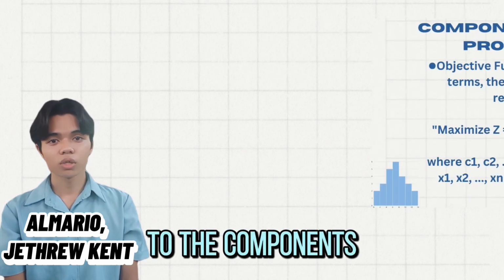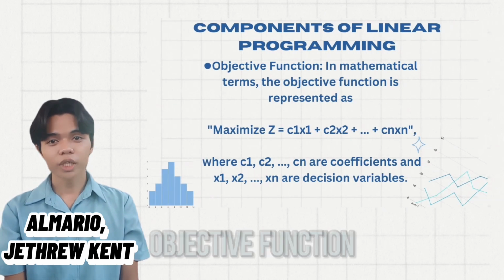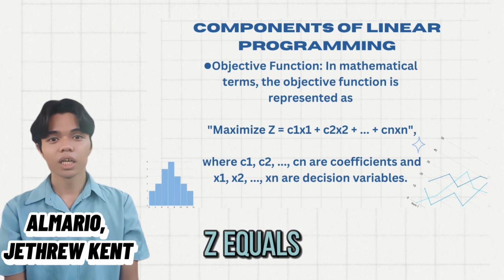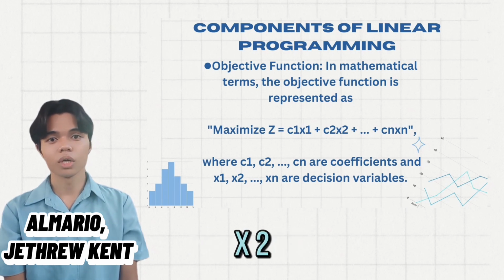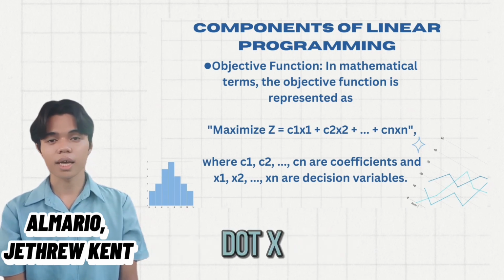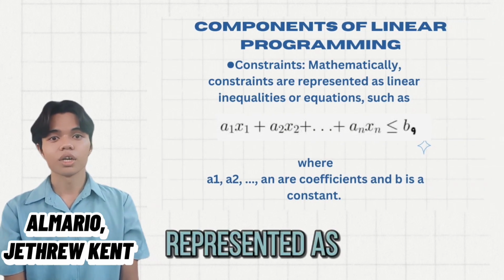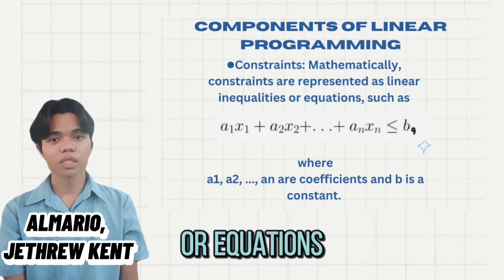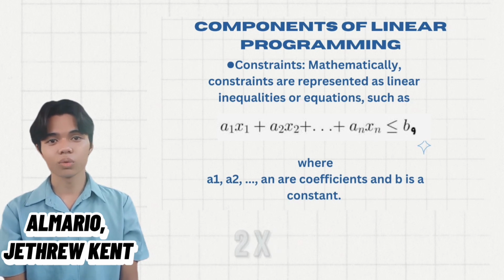Moving on to the components of linear programming. The first is the objective function, expressed as maximize z equals c1 x1 plus c2 x2 plus dot dot dot plus cn xn. It involves coefficients such as c1, c2, dot dot dot cn and decision variables x1, x2, dot dot dot xn. Next is constraints, represented as linear inequalities or equations like a1 x1 plus a2 x2 plus dot dot dot plus an xn less than or equal to b. These include coefficients such as a1, a2, dot dot dot an and a constant b.